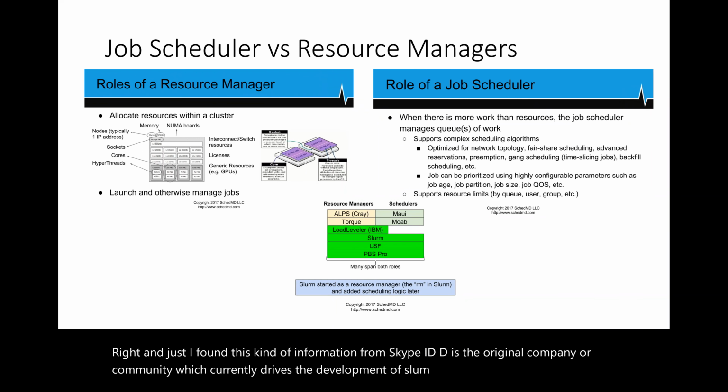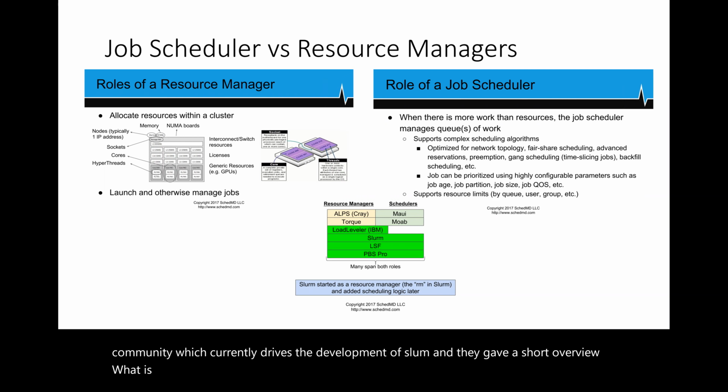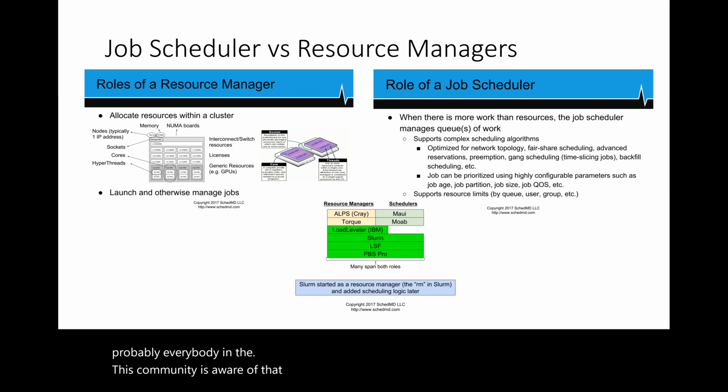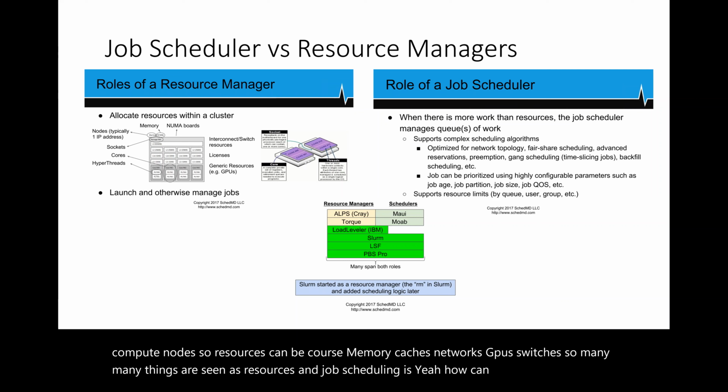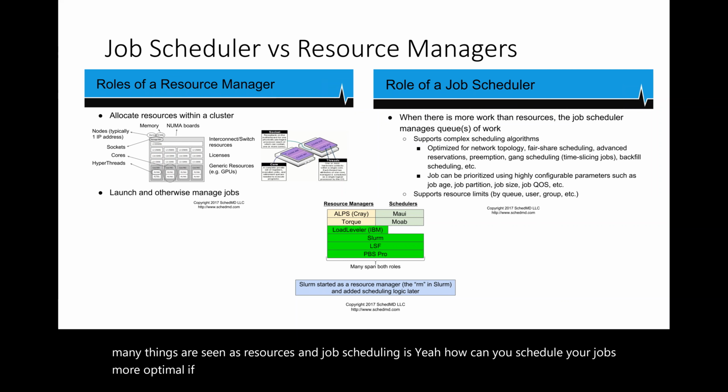And they gave a short overview of what is the difference between resource management and job scheduling. I think most probably everybody in this community is aware of that. Resource management: how do you allocate resources on the compute nodes? Resources can be cores, memory, caches, networks, GPUs, switches, so many things are seen as resources. And job scheduling is how can you schedule your jobs more optimally if you have complex network topologies, if you have time slices, if you want to limit the execution of jobs.